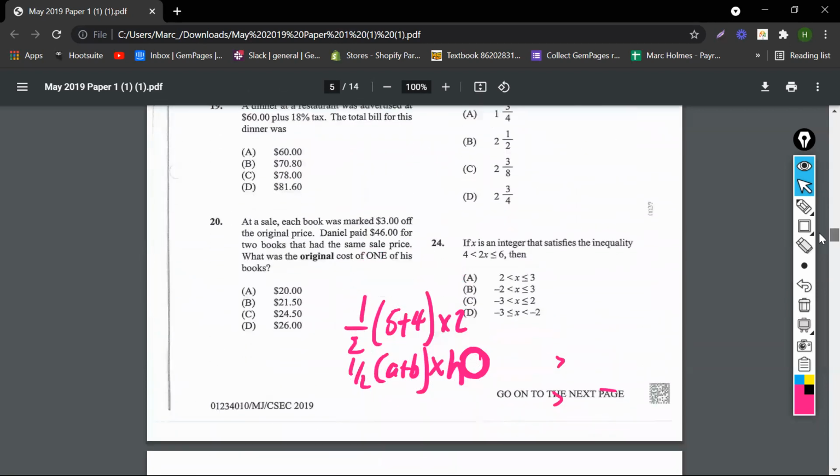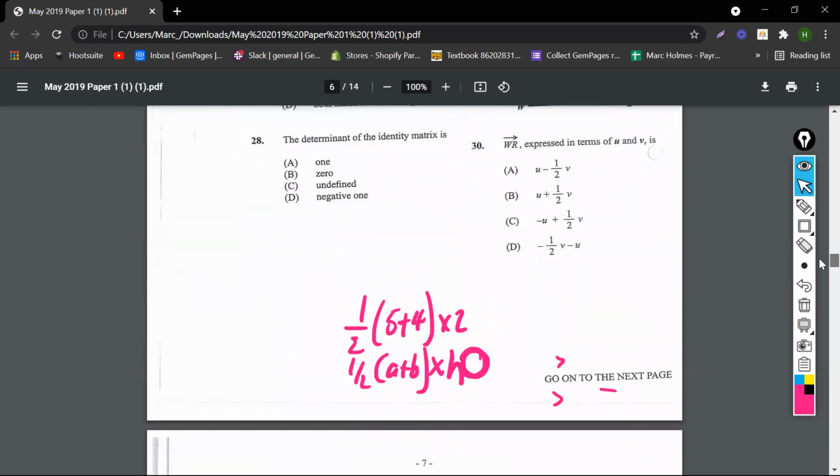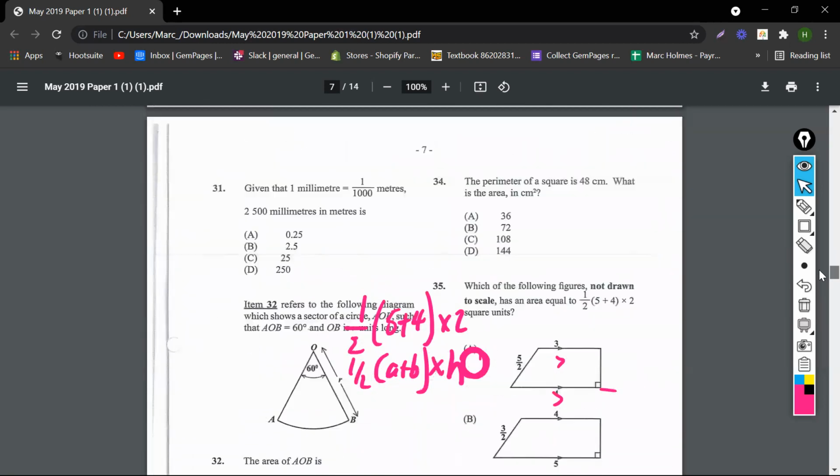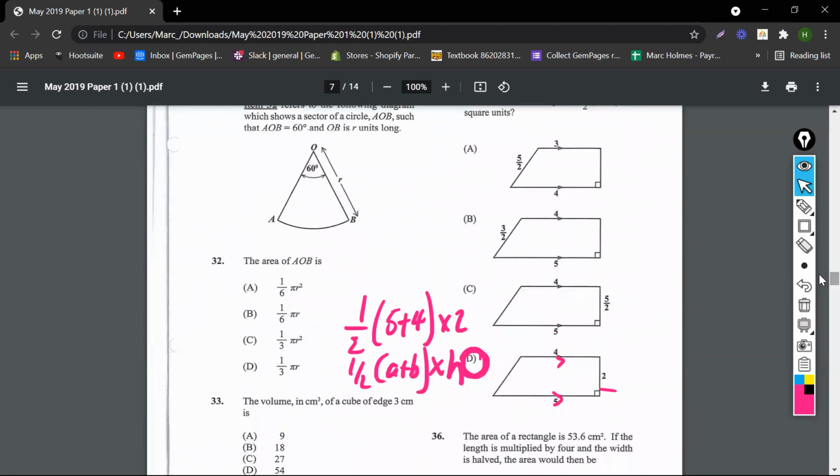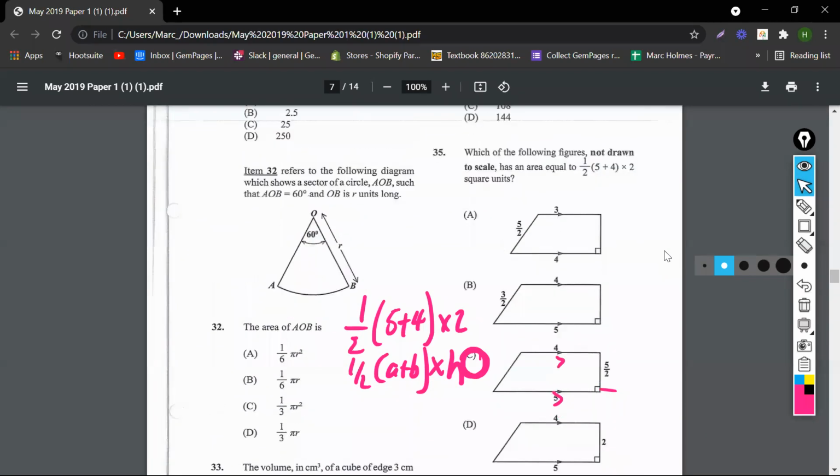So I'm just trying to show you guys that you could have done this one with the formula sheet as well. Cool. So the answer for this one is D. That's definitely the area. The answer is D. Let's go back up just a little bit.